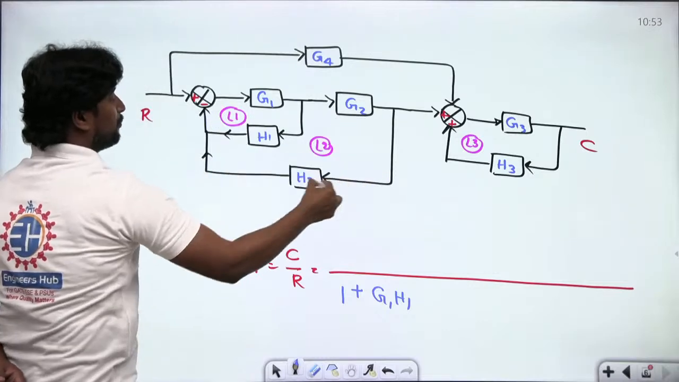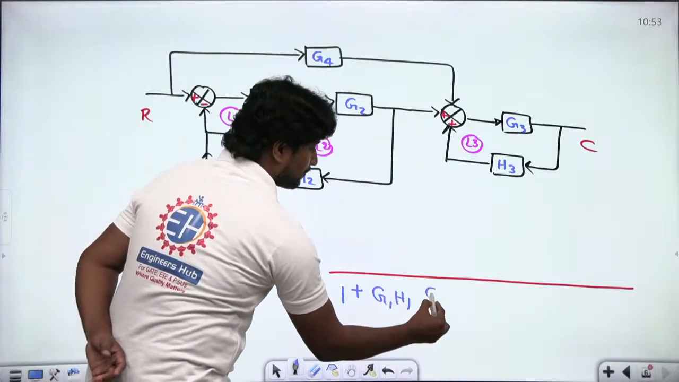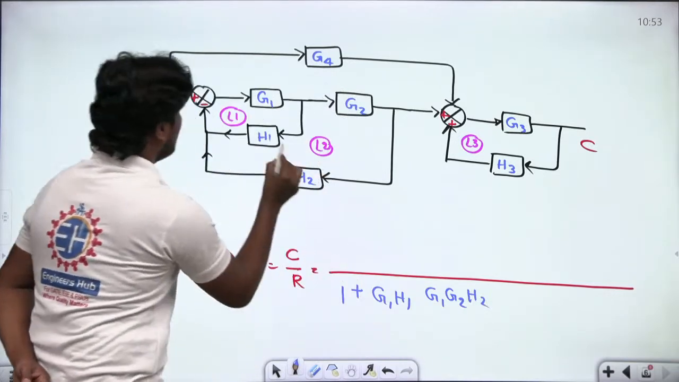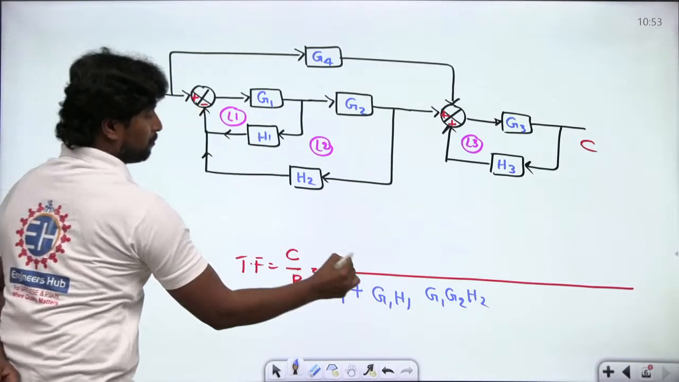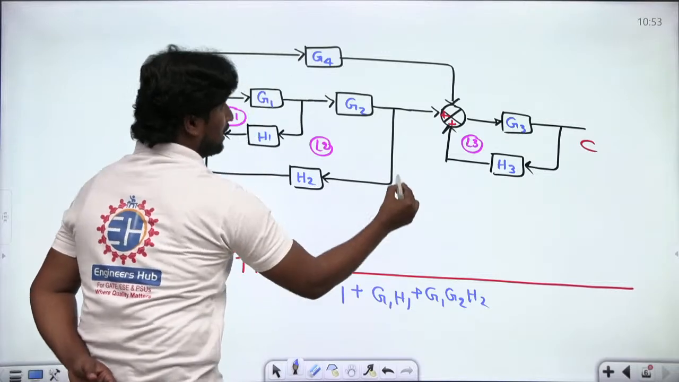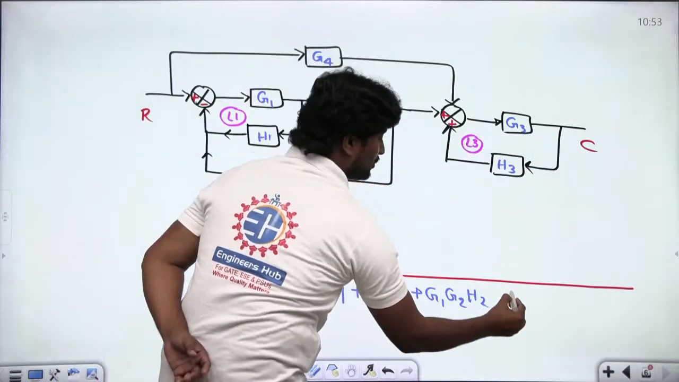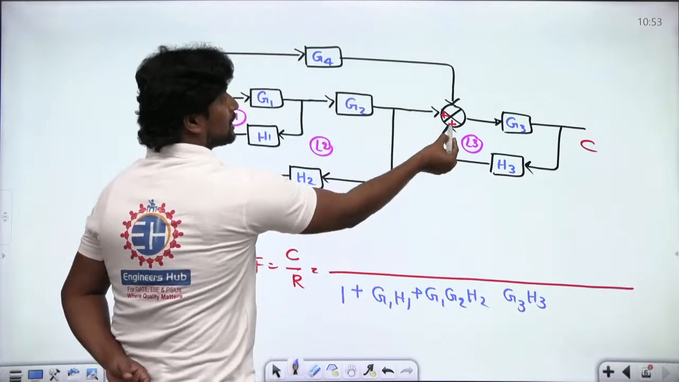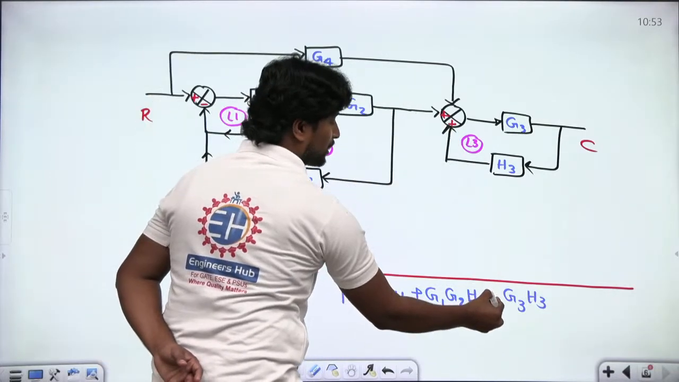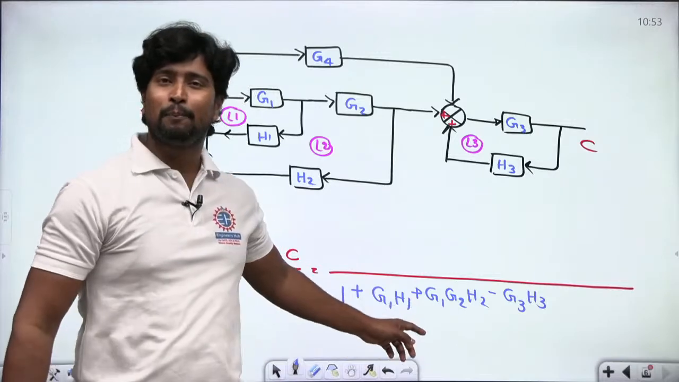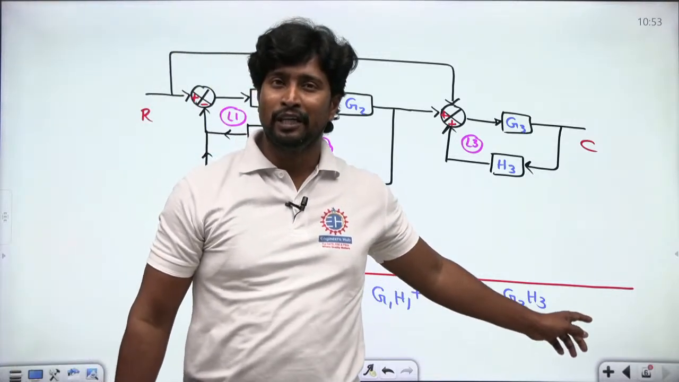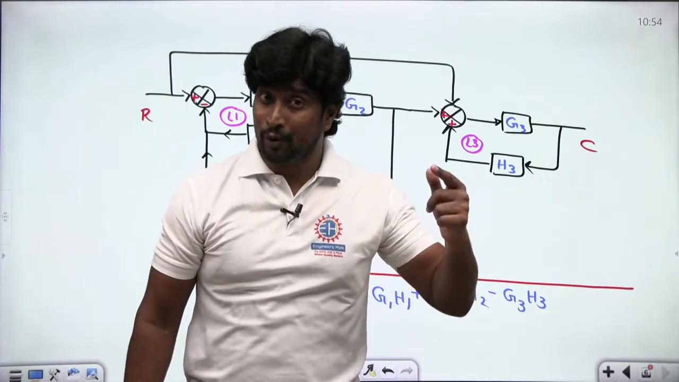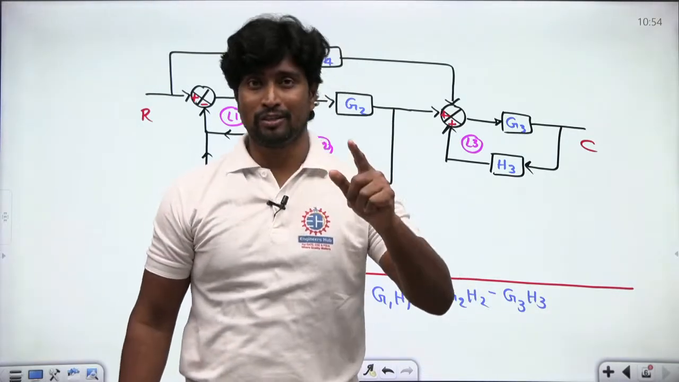And the second loop value is what? G1, G2, H2, which also contains negative feedback. And the third loop value is what? G3, H3, which contains what type of feedback? Plus. That means what about here? Minus. Check once. Up to here the individual loops are done. And further, we need to look at non-touching loops.